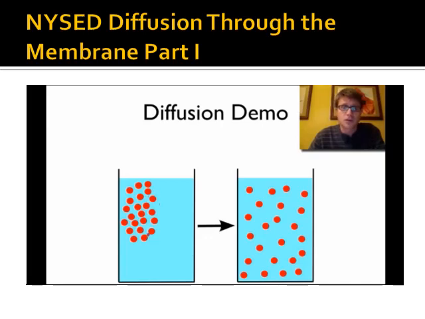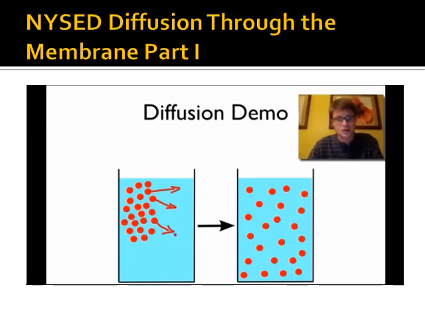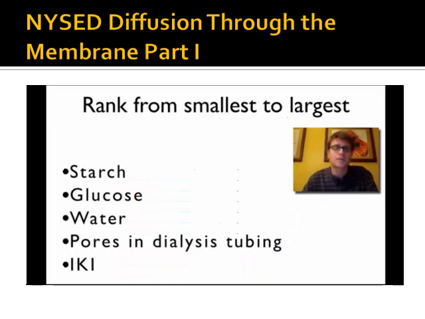So if we put some food coloring in water, food coloring is just going to move apart, and that's because the molecules are moving. And so it's going to move apart until the concentration throughout is the same. And so basically what you're going to try to answer after watching this diffusion demo is rank the following from smallest to largest: starch, glucose, water, the pores in the dialysis tubing, and then finally IKI or Lugol solution.